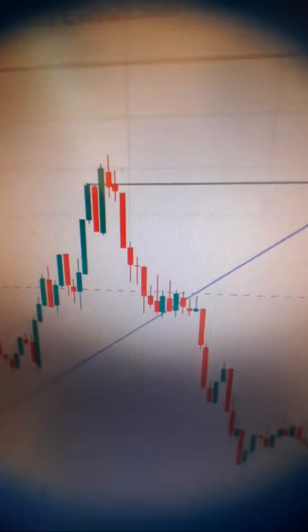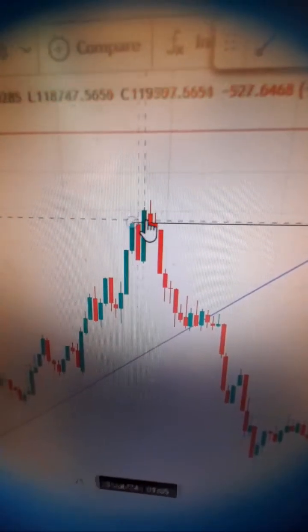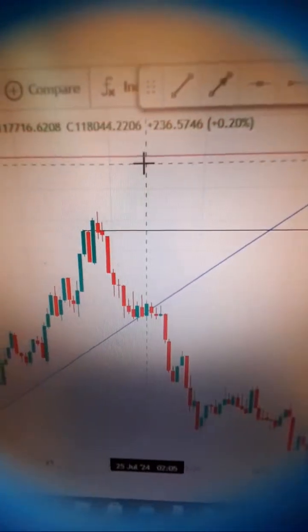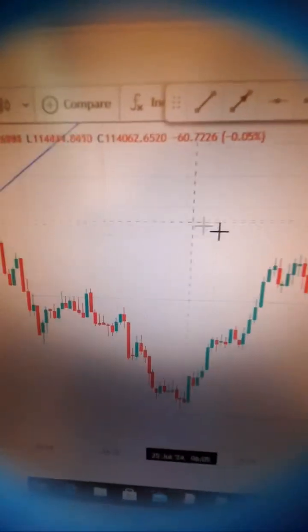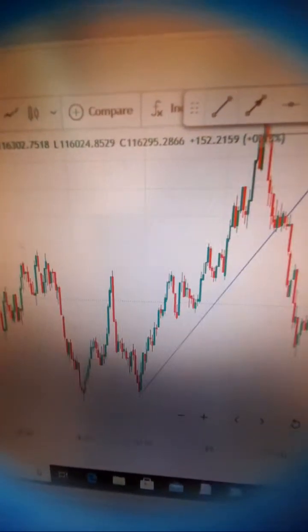This is going to be our sniper entry. Go to your chart right now and then mark this area. When you mark that area, it is going to be our sniper entry. Stop loss above. Yes. So that is all what we have for today.